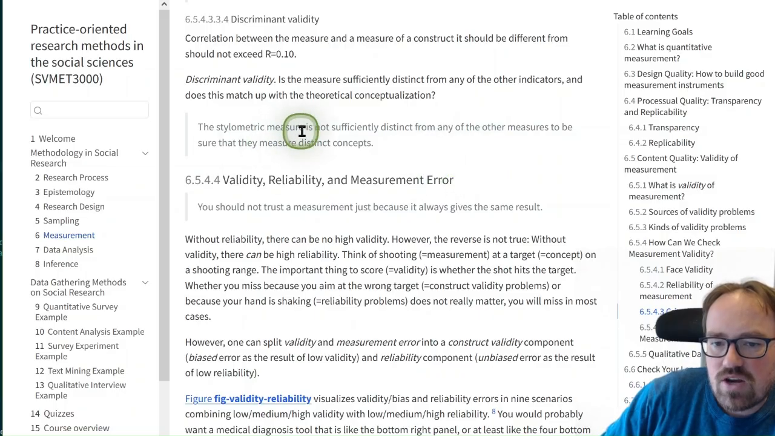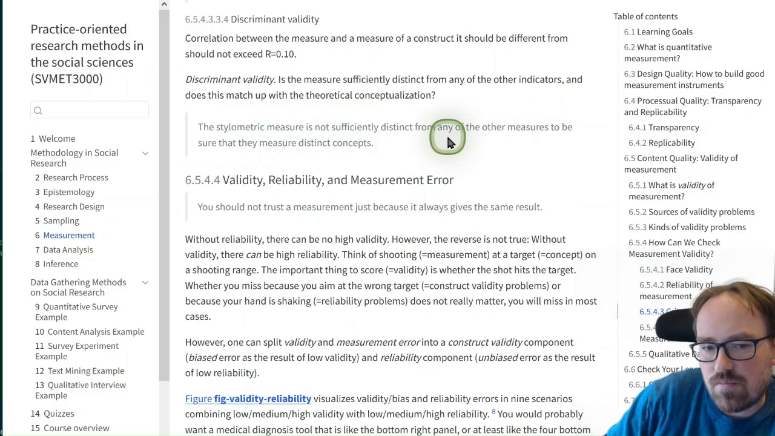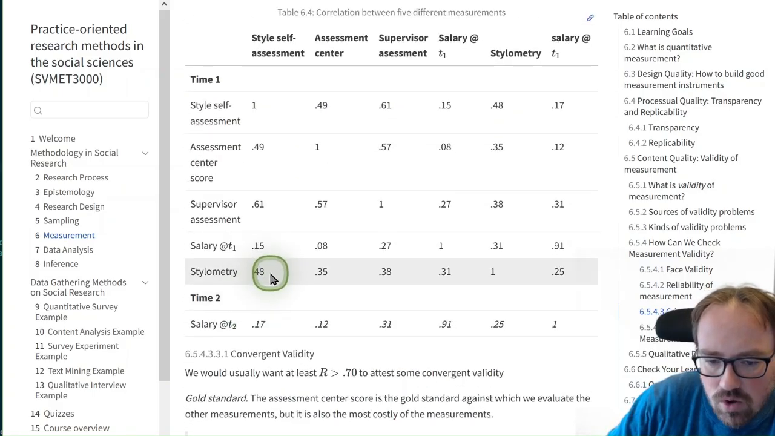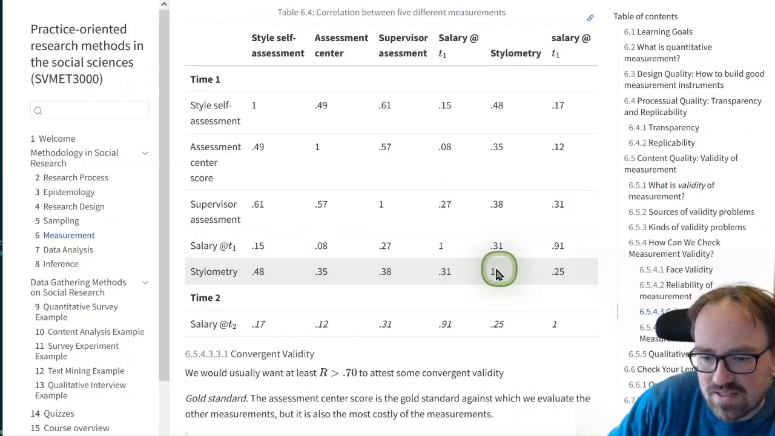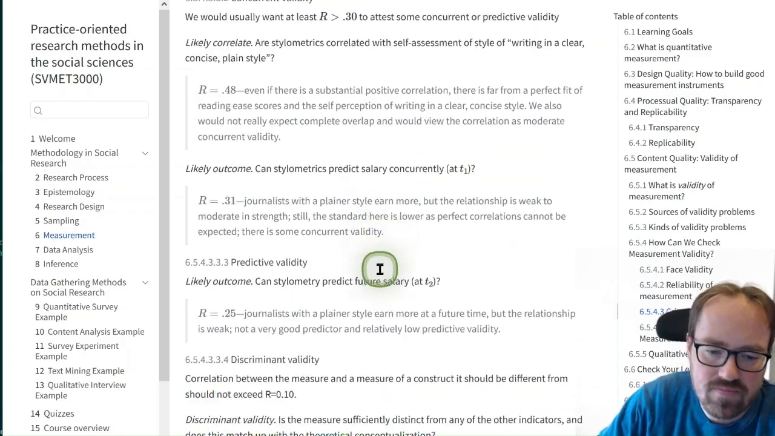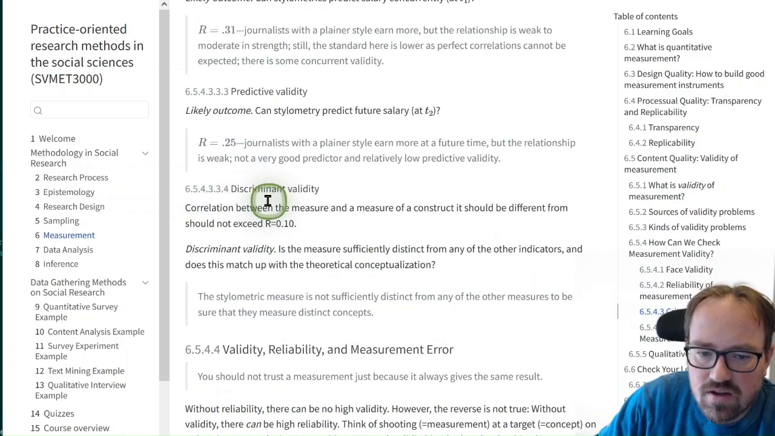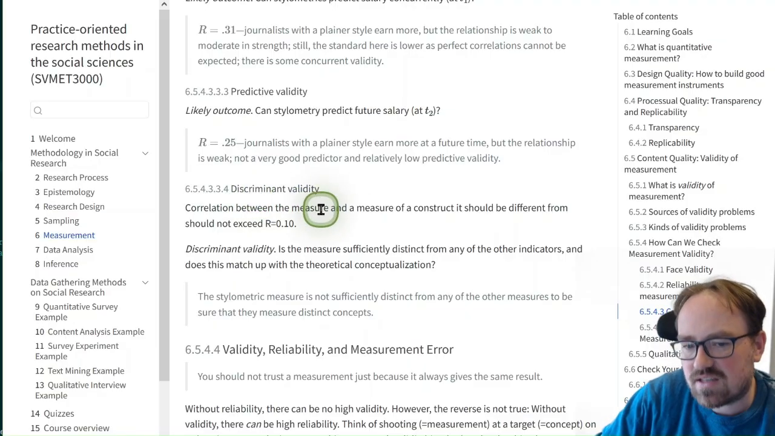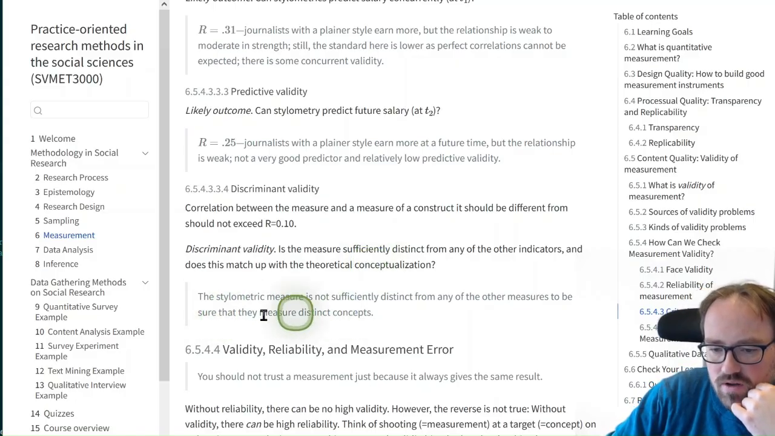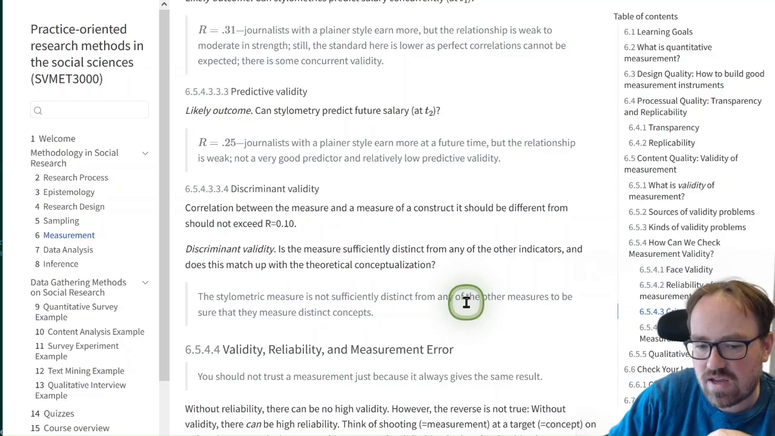The stylometric measure is not sufficiently distinct from any of the other measures to be sure that they measure distinct concepts. So if you look at all these numbers, they are all relatively high or higher than you would want them to be to say this has nothing to do with supervisor assessment, style self-assessment, assessment center score, or salary. And so if we wanted to discriminate it from these other measures and concepts, then our discriminant validity test would have failed. Okay.